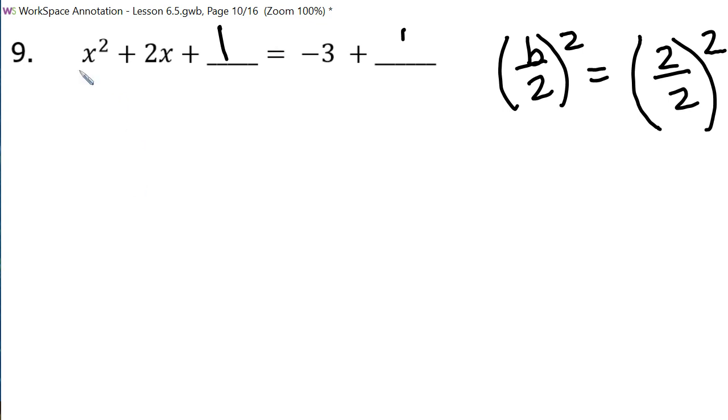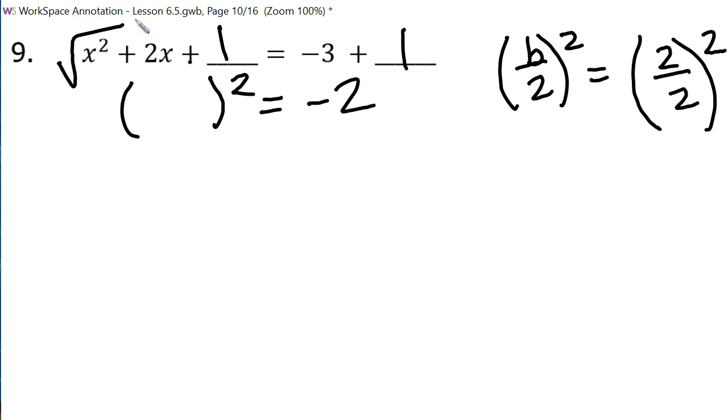Now we're ready to factor our perfect square trinomial, so put the parentheses with the square. And on the right side was negative 3 plus 1. Negative 2. Factor the perfect square trinomial, so square root the first one, square root the last one, keep the sign in the middle. So what goes in the parentheses? X plus 1.